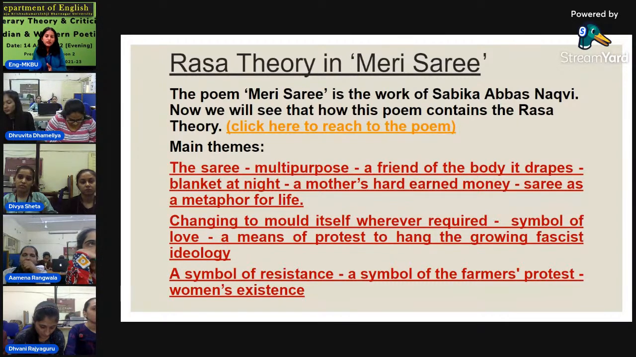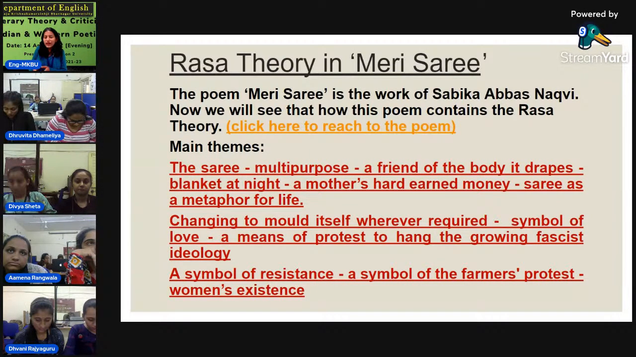She is talking about the sari, but the integral purpose of this poem, I can find, is women, and woman is the central part of this poem. Here I point out how she has portrayed the sari in the poem: multi-purpose, a friend of the body it wraps, whoever wears it. Blanket at night, a symbol of peace. A mother's hard-earned money, a symbol of hardship.